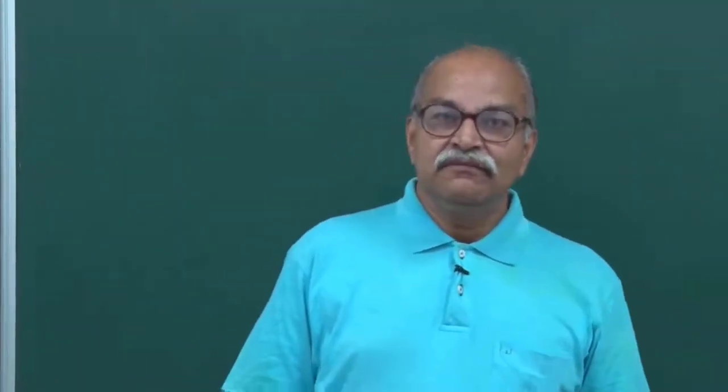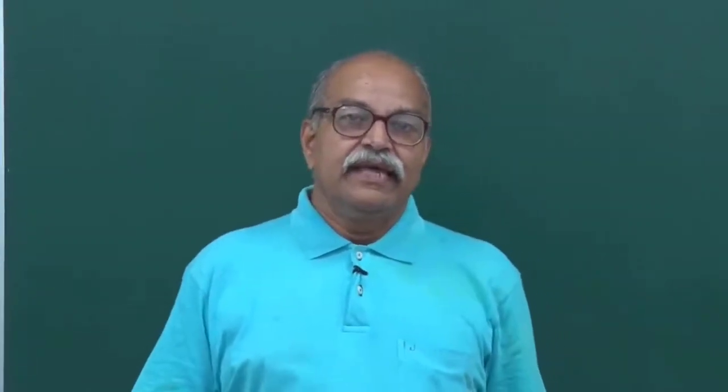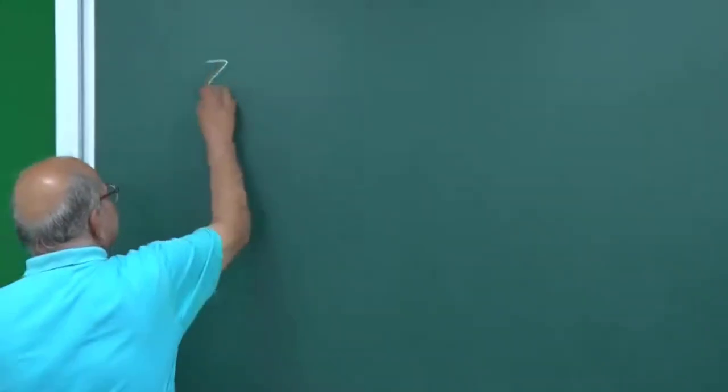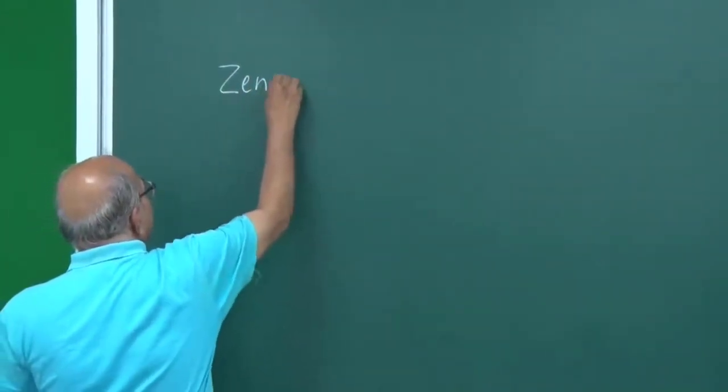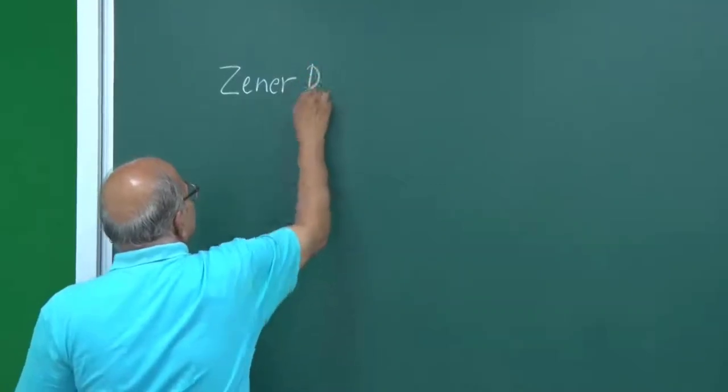So we have done enough theory work with the general theory of PN junction, and today I will be describing some special purpose diodes, PN junctions. So first is what we call Zener diode. Zener is the name of an American scientist. So this is Zener diode.